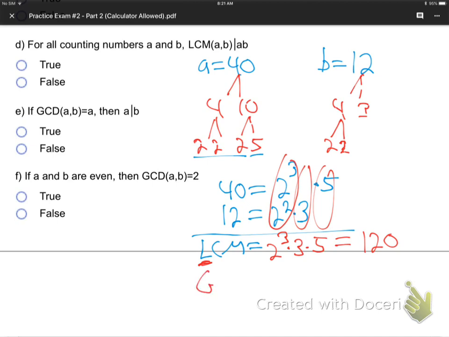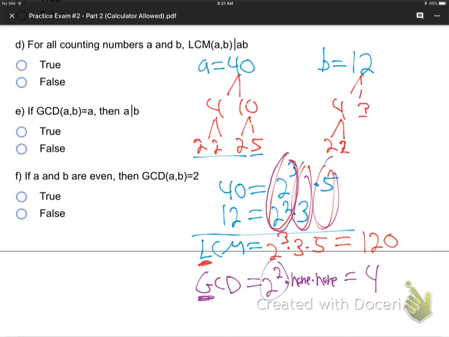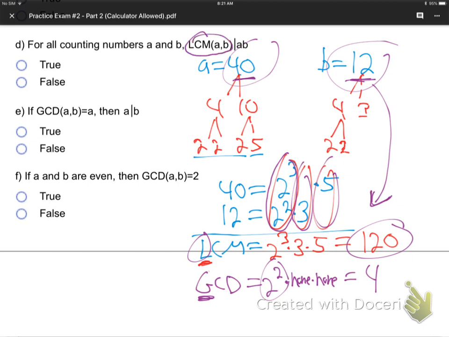And now go down here and do the GCD at the same time. For the GCD, greatest, you actually take the lowest number of 2s, 2 squared. The lowest number of 3s, none. The lowest number of 5s, none. So that'd be 2 squared, 4. 4 is the number that divides into 40 and 12. That makes sense. 4 does go into 40 and 12. It's the greatest number that goes into them. And 120 is the lowest number that they fit into. 40 and 12 both go into 120. So that's how we do that. So let's get back to the question now. That's what they mean when they say LCM or GCD.